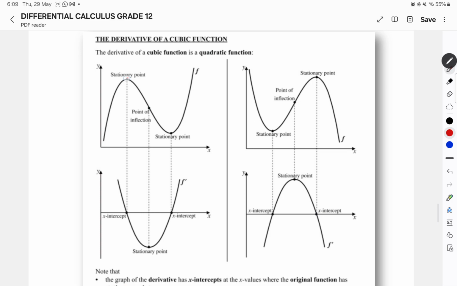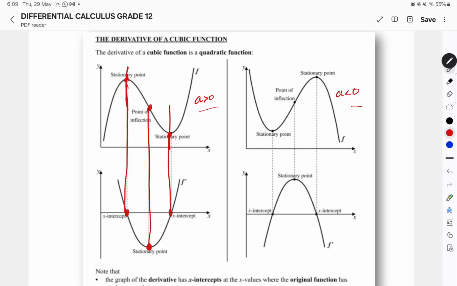So remember we said that stationary points will be the x-intercepts of the new graph. So we take the x-coordinate, and that will be the x-intercept of the new graph. And then the point of inflection, which is the midpoint between these two points, will be the turning point of the parabola. This is when a is greater than 0. This is when a is less than 0. The positive cubic and then a negative cubic.